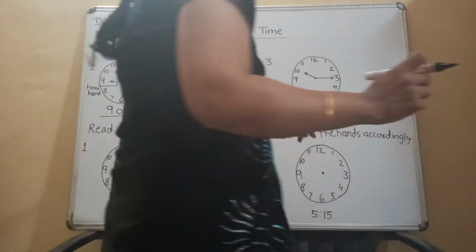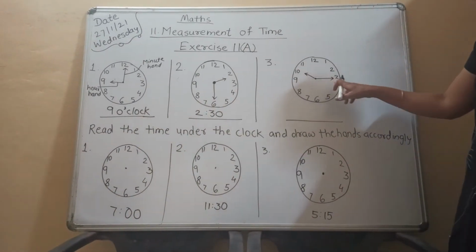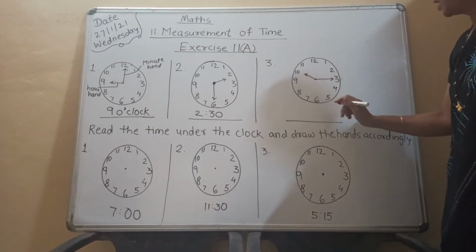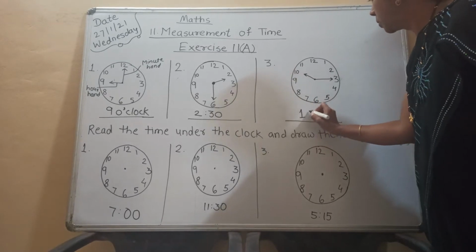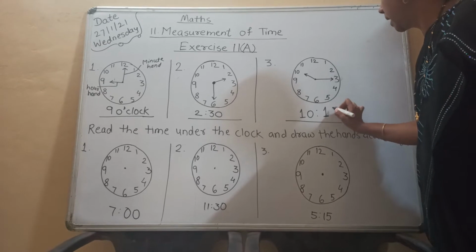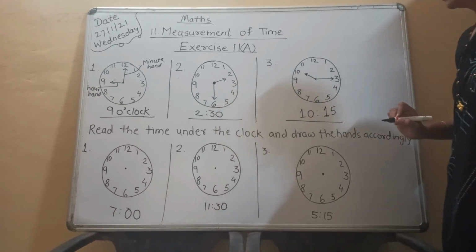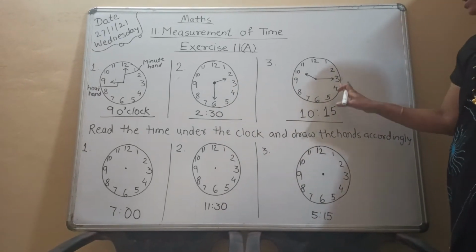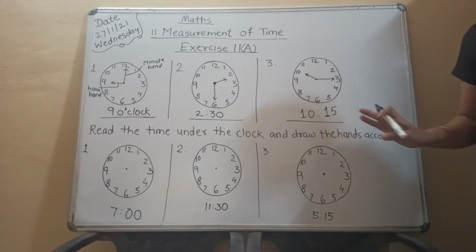Now here, what is the timing? In the third example, 10:15. So we can write this timing as 10:15. So in a very short way we can write all these answers like this.